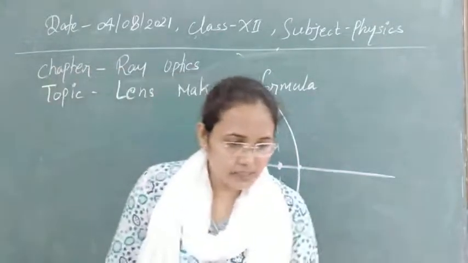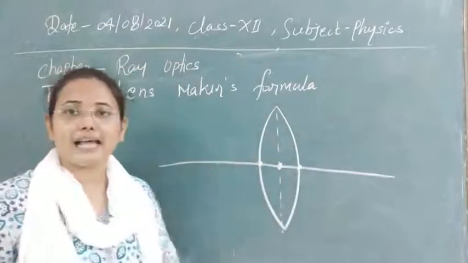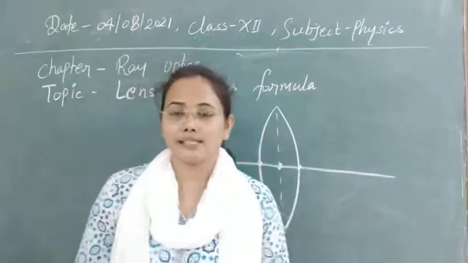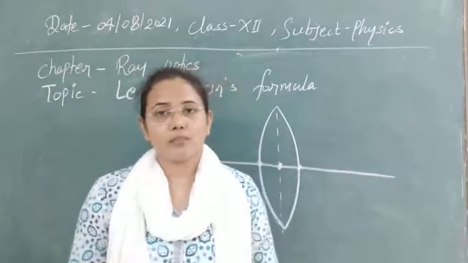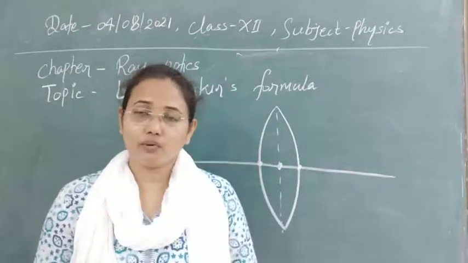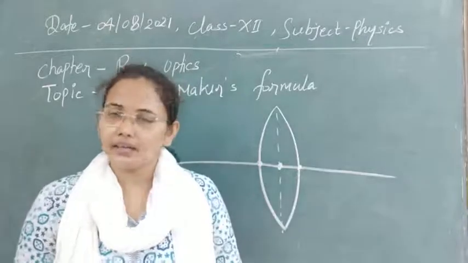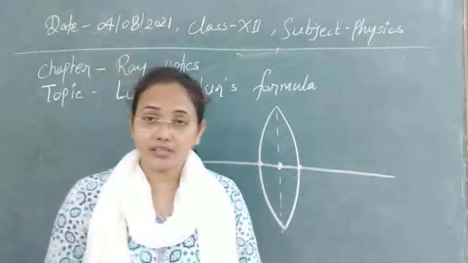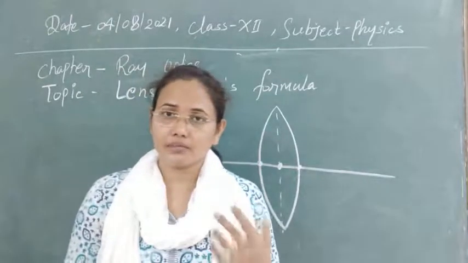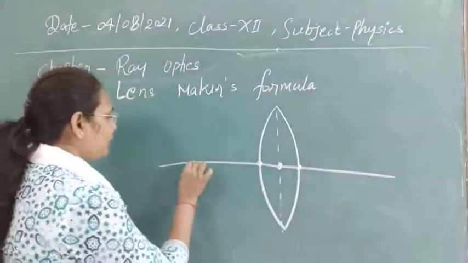The second assumption is that all the objects that lie on the principal axis will be taken as a point object. It means we will neglect the size of the object. Whatever the height or size of the object we have put, we are going to neglect it. For the study of the lens maker's formula we are going to take it as a point object, that is, a point lying on the axis.